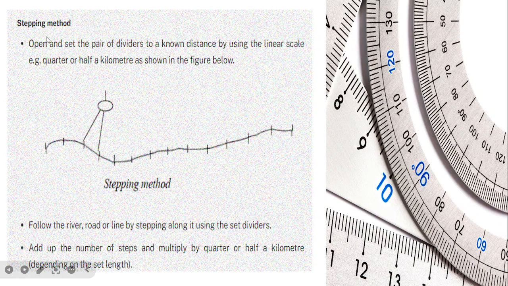Moving on, the stepping method. In the stepping method, here are the procedures: open and set up the pair of dividers to a known distance by using a linear scale, for example a quarter or a half of a kilometer, as shown in the figure below. So here it is, as you can see in the figure. Now follow the river, road, or line by stepping along it using the dividers. After that, add up the number of steps and multiply them by a quarter or a half kilometer, depending on the length that was set. So that's the stepping method.